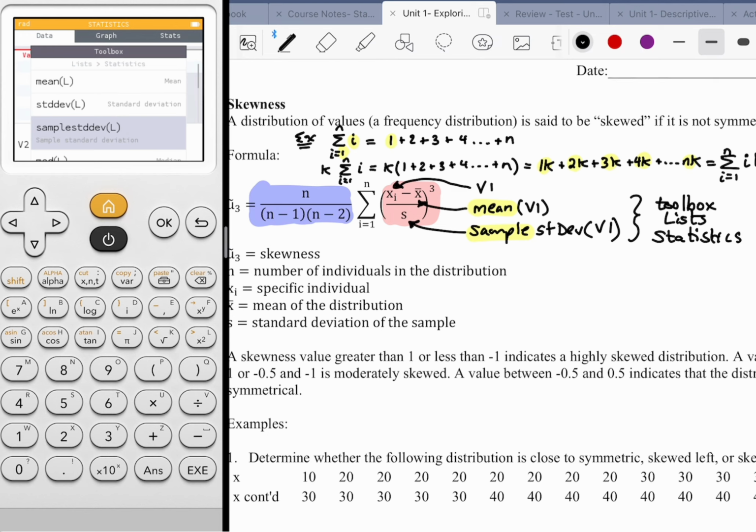The denominator, you have to be careful because standard deviation is an option, but we want sample standard deviation. Wait, samples? What's the difference? Formula. One of them divides by n, the other divides by n minus 1. The standard deviation formula is for a population, and since we're only working with samples, we want to stay with the sample standard deviation. So shift alpha V1.